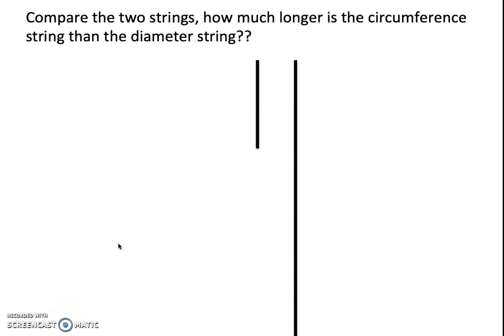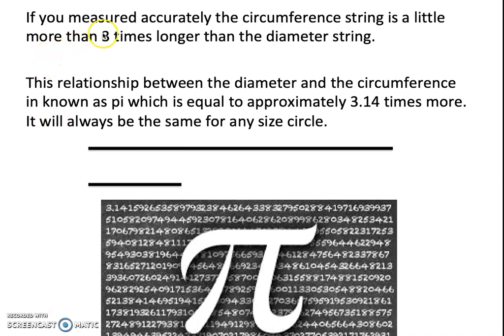Welcome back. What you should have noticed, if you measured accurately, is that the circumference string is a little bit more than 1, 2, 3 times the diameter string. Now, the relationship between the diameter and the circumference of a circle, that's what we call pi. And no, it's not the tasty pie that your mom or dad makes. It is mathematical pi, which you can see the symbol down here below.